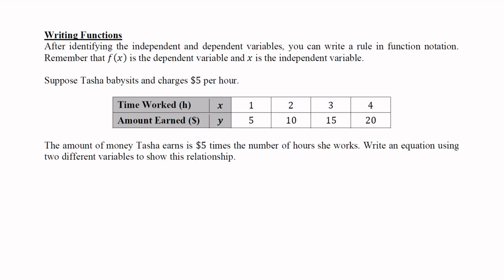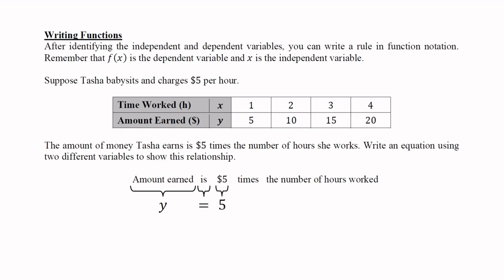We can write an equation using two different variables to show this relationship. The amount earned is $5 times the number of hours worked. So the amount earned is our y. You can see that in our table. That's our dependent variable. "Is" is another way of saying equals. $5 is just our 5, times is multiplication, and the number of hours worked is our independent variable. It's our x. So we're going to put x in place of that. So we get y equals 5x.